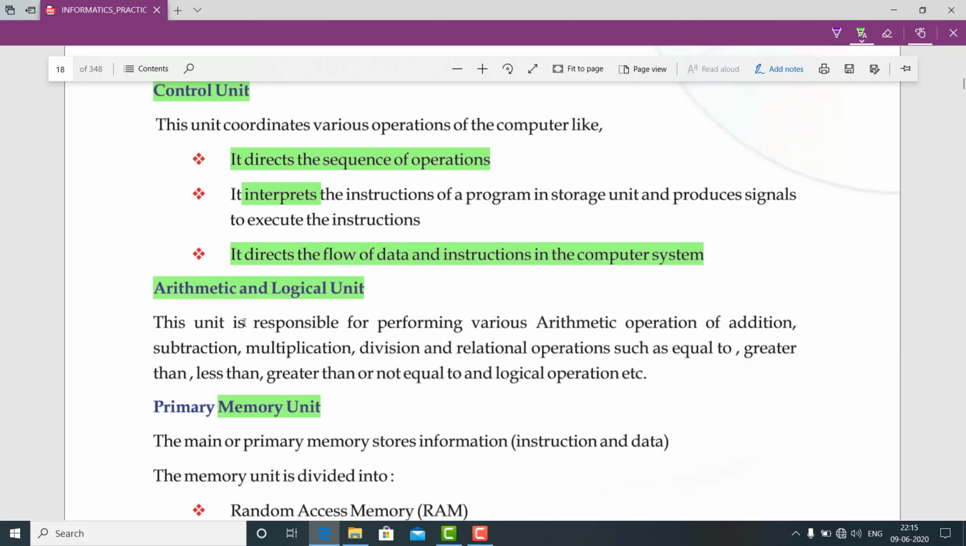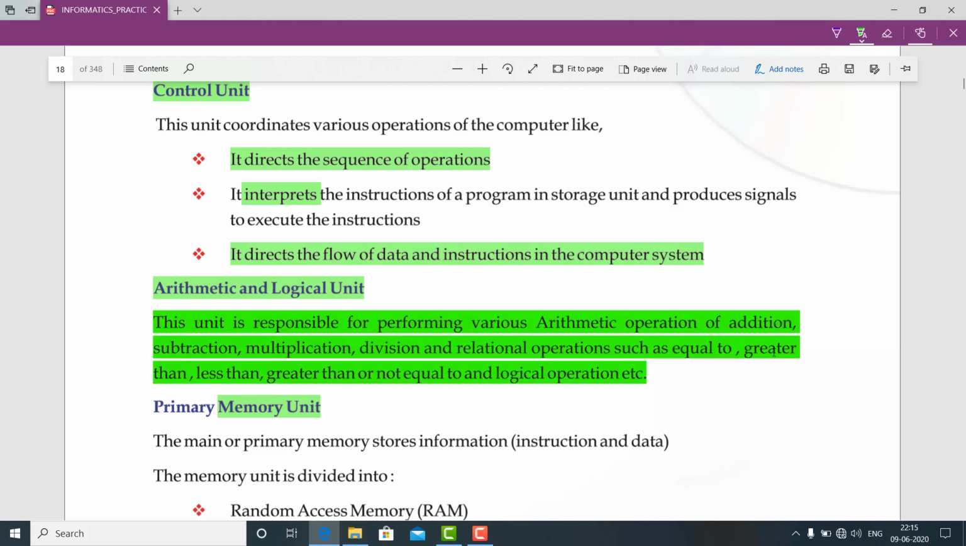The definition of the arithmetic logic unit: this unit is responsible for performing the various arithmetic operations, addition, subtraction, multiplication, division, and relational operations such as equal to, greater than, less than, not equal to, and logical operations are performed by the ALU. So these operations are performed by the ALU.